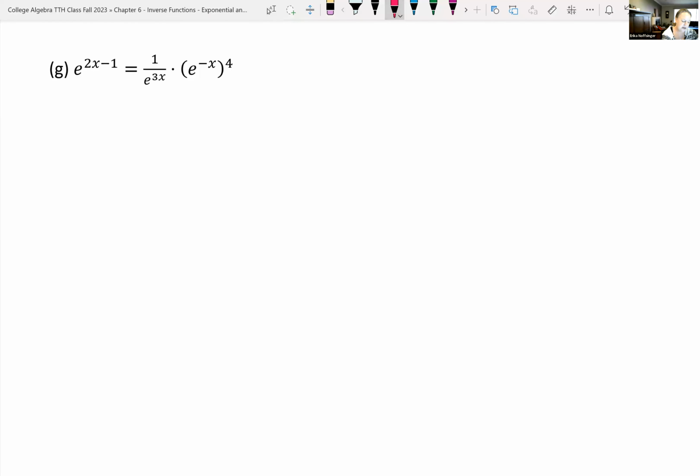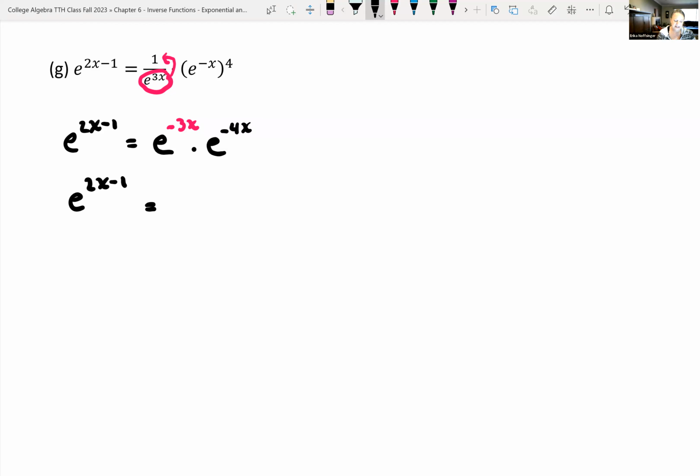So I noticed that we can bring up this E to the 3x into the numerator and change the sign of our exponent. So this would give us E raised to the 2x minus 1 power is equal to E raised to the negative 3x power. Power to power is multiplying. So this would be E raised to the negative x times 4 is negative 4x power. We can simplify the right-hand side still. We have the same base E multiplied together. And so the rule was add our exponents. So we have E raised to the negative 3x plus negative 4x. So that's going to give me a negative 7x.